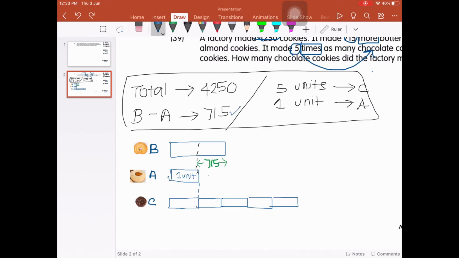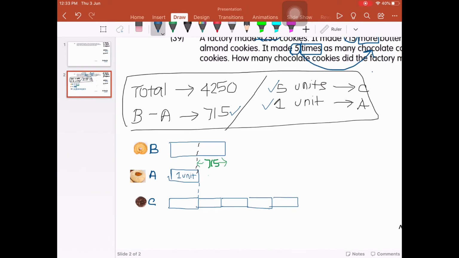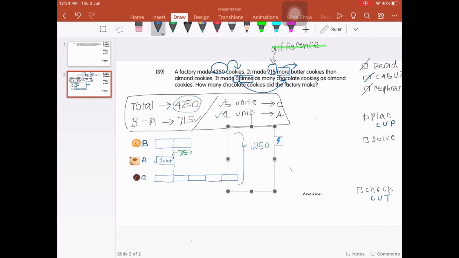Have we put in 715? Yes. Did we put in 5 units for the chocolate cookies? Yes, there are 5 units here. Have we put in 1 unit for almond cookies? Yes. So now, we have not put in 4,250. So, we know that the total is 4,250. So now we have input all the data into our model. That means let's put a tick in plan. Now we are going to solve.